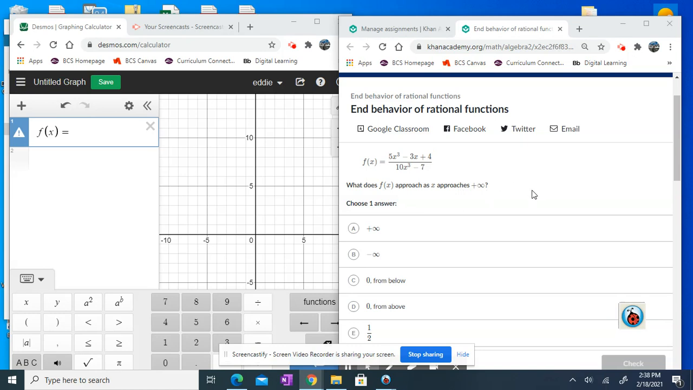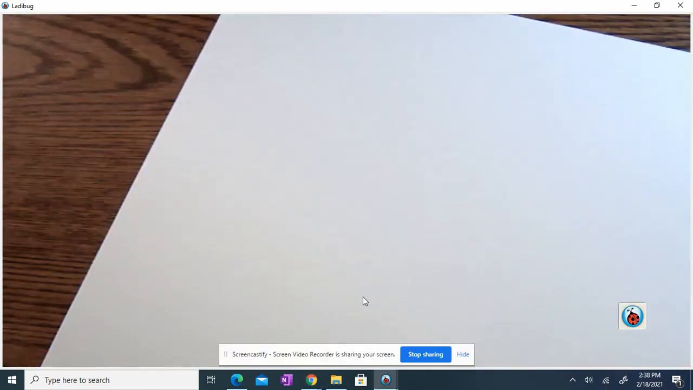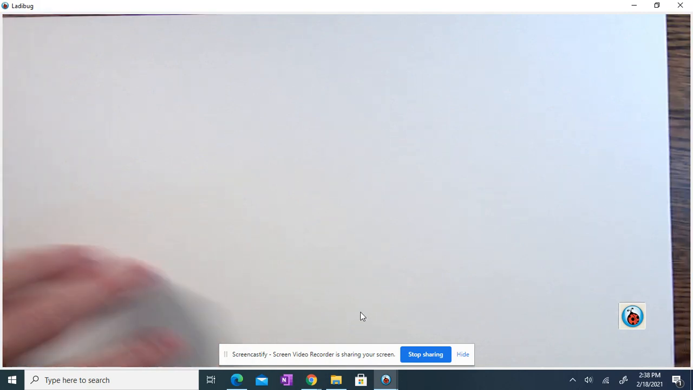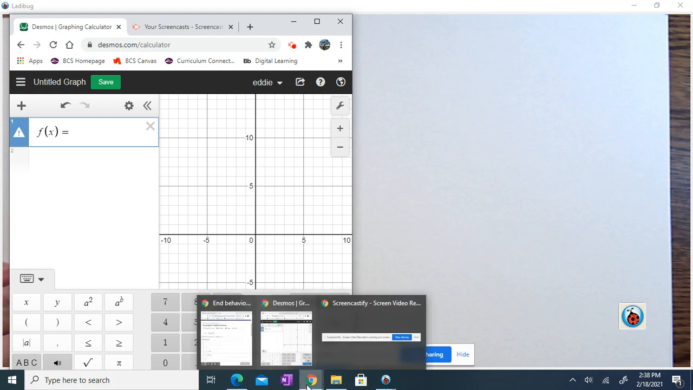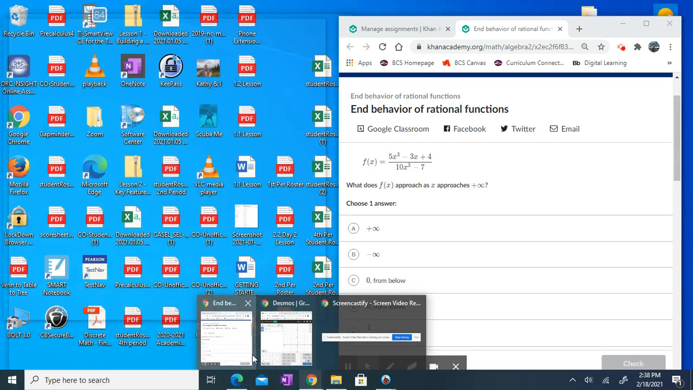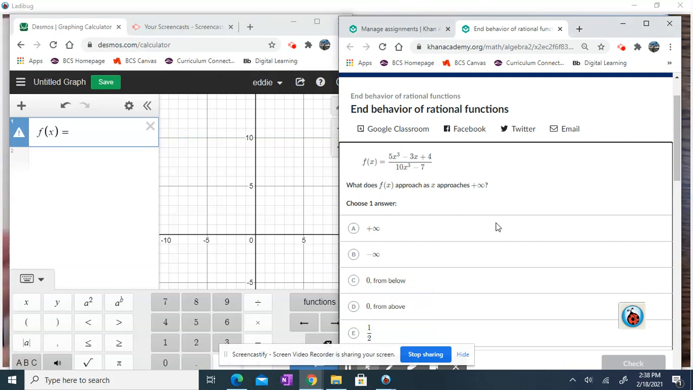I also need to pull this up right here. We're going to have to do a little bit of writing here as well. So the first thing I want to do is write this function down. f of x equals 5x cubed minus 3x plus 4 over 10x cubed minus 7.